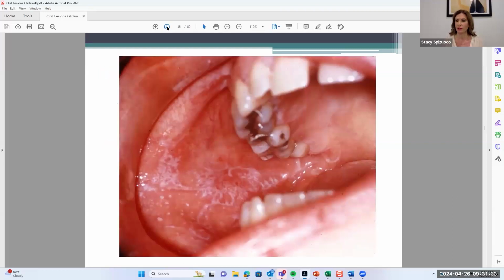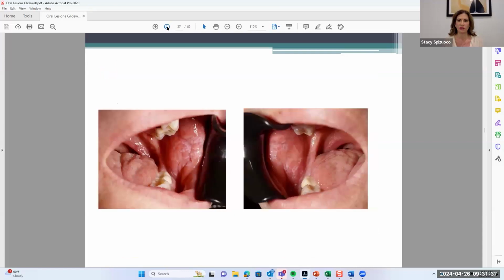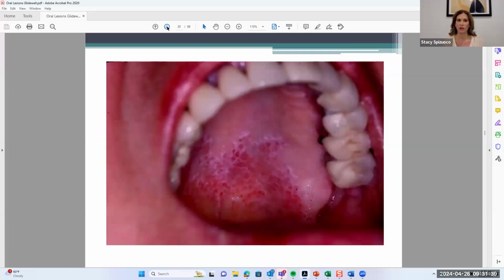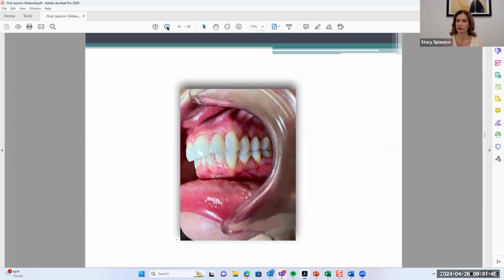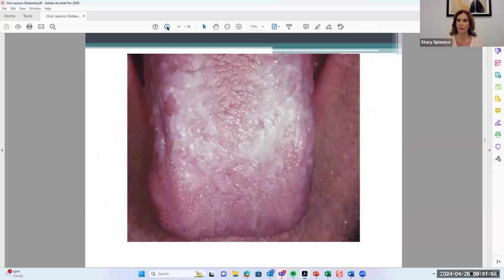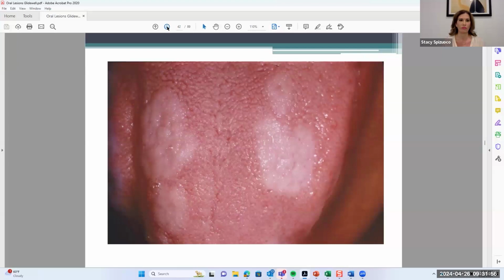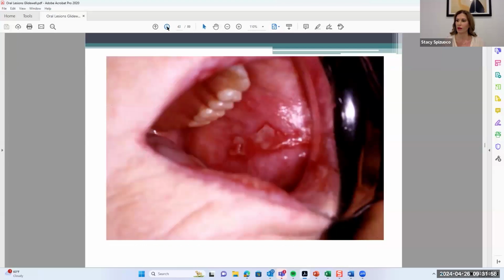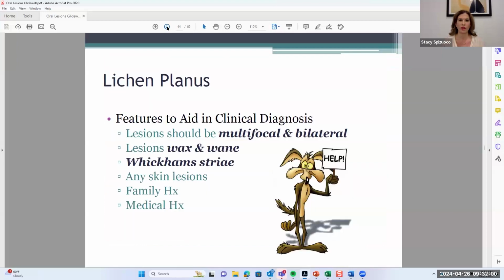This is an example on the cheek. More examples on cheeks. The back of the throat, the palate there. The attached gingiva and the gums. It can be on the tongue. A couple of examples on the tongue here. And more in the cheek.